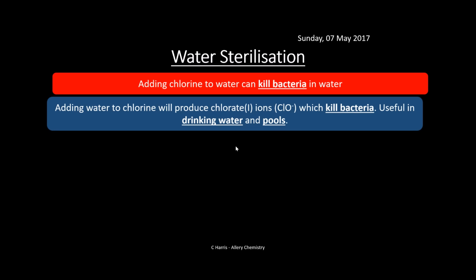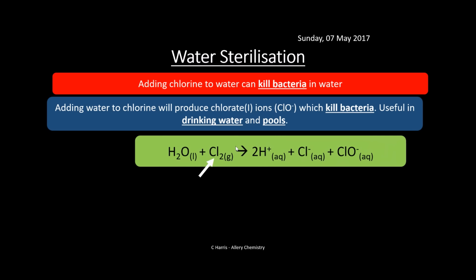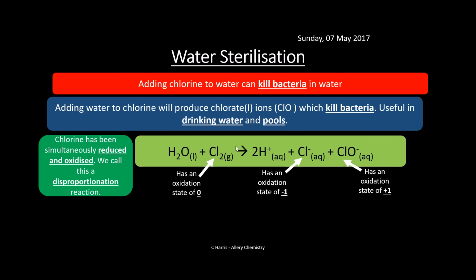These kill bacteria and they're useful in drinking waters and swimming pools. So let's have a look at these again. Now this is slightly different. Again, we've got water and chlorine, no sodium hydroxide. We're using water instead. And what we form is H+ ions, Cl- ions, and ClO-. Now you might also see this as HCl and HClO. So these H+ can be attached to this, but because they're soluble and it dissociates pretty strongly, then we normally write them as separate ions.